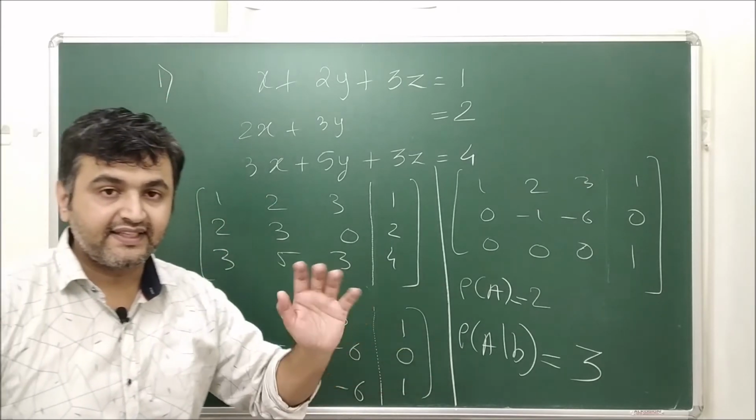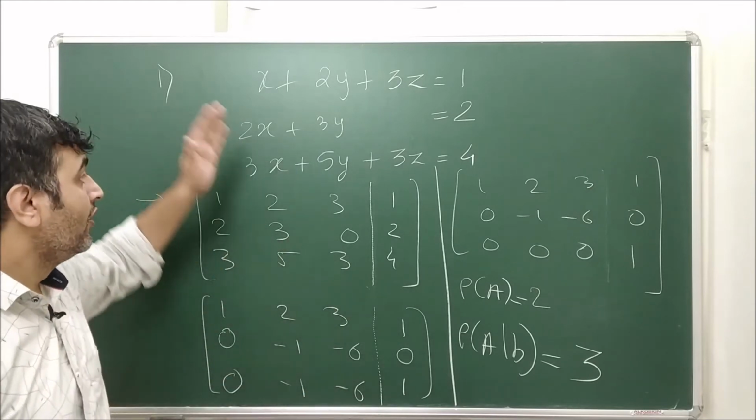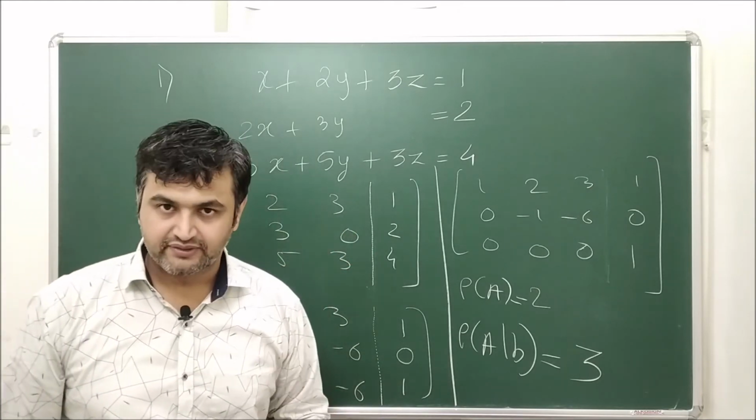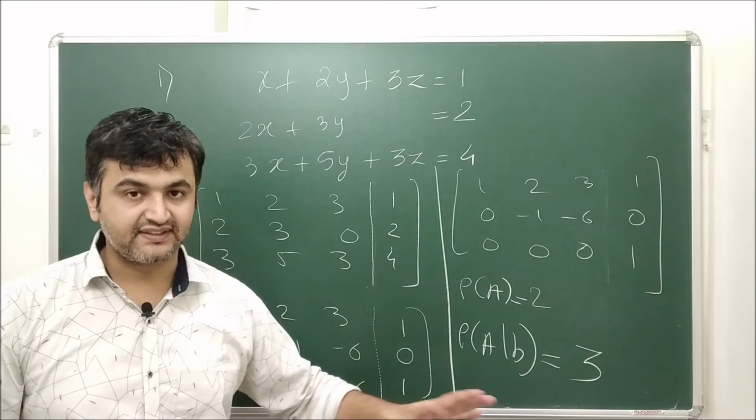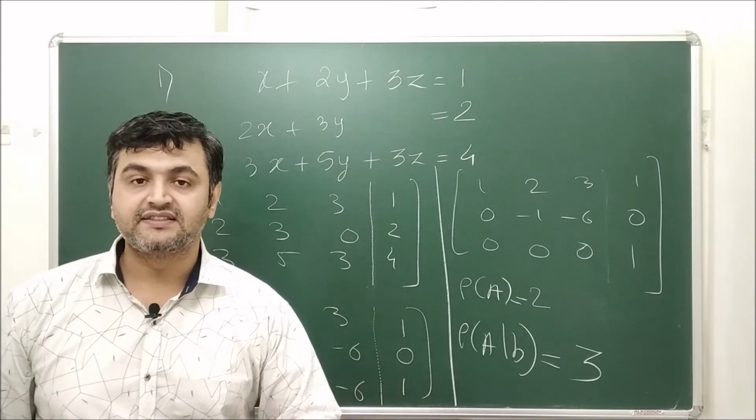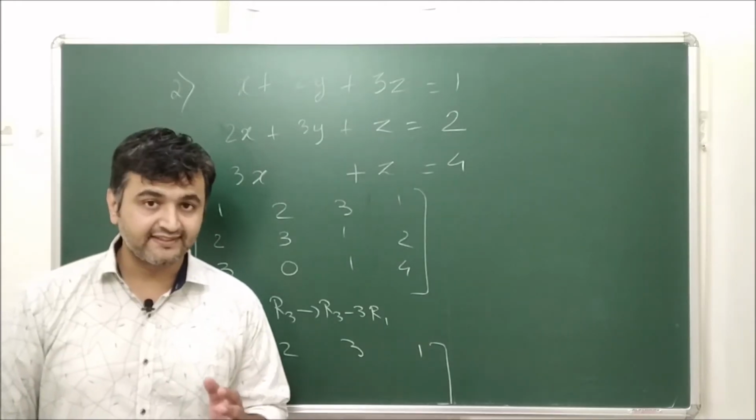There will never exist x, y, z which will satisfy all the 3 equations altogether. So therefore no solution exists. Therefore this is an inconsistent system. Here is the second example.